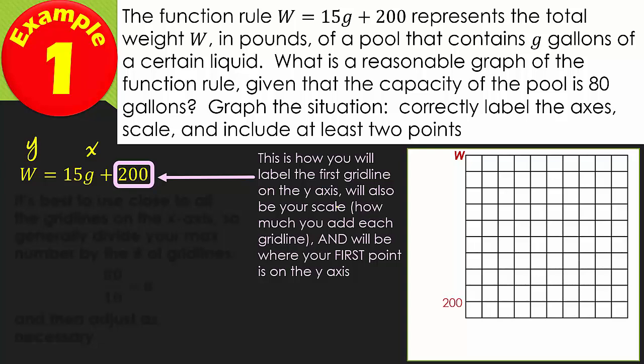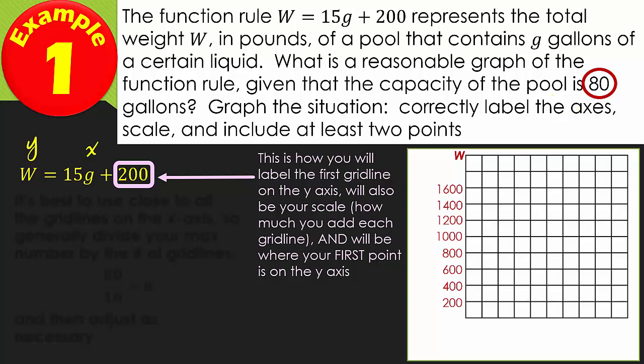Since that first grid line is at 200, we can go 400, 600, and you can keep going all the way up to 800 if you want. I just stopped at 1600. And 80, now we're going to move on to the x-axis. 80 is basically the maximum number. That's what we're looking at for our x-axis.